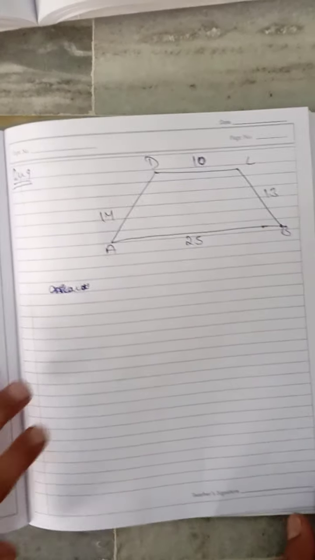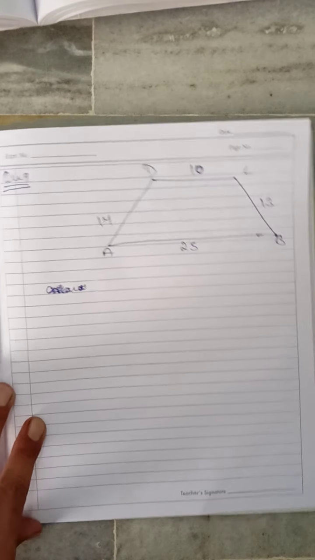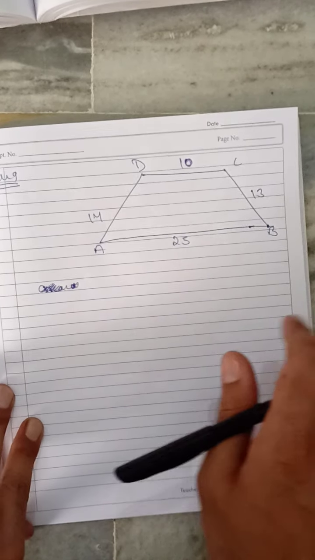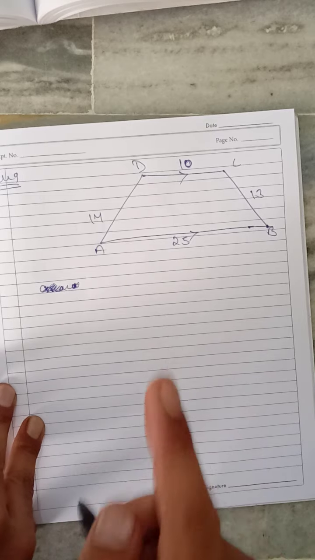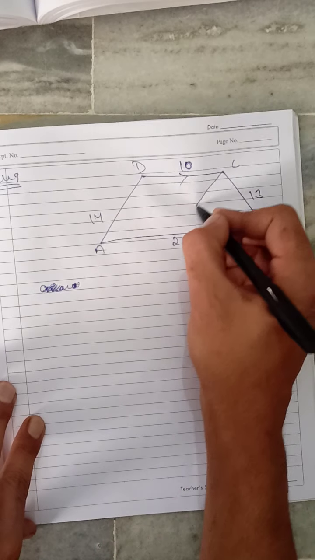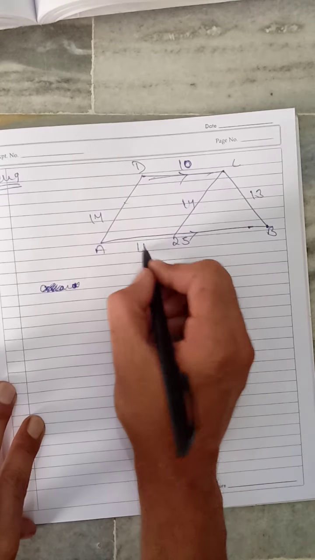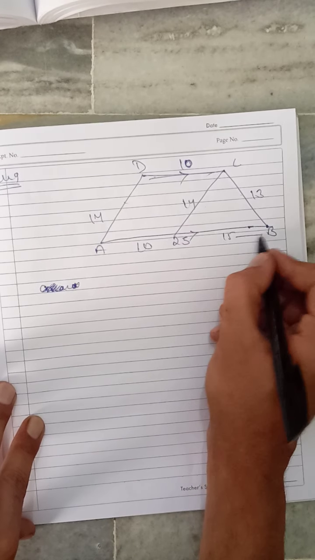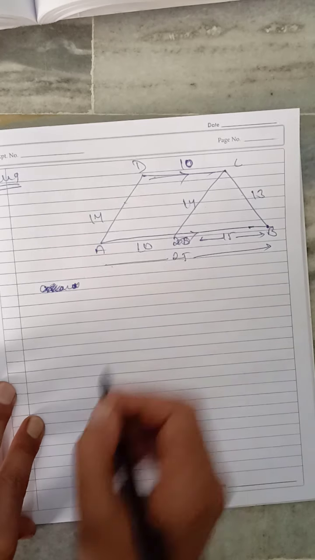And question number 9, I will not discuss the complete question number 9. Question number 9 you have already done. A trapezium is given, parallel sides are given and non-parallel sides are given. We did this question in 8th class. Draw a line parallel to this. So this will be 14. This was 10. This is also 10. So this comes out to be 15, as this total was given 25.